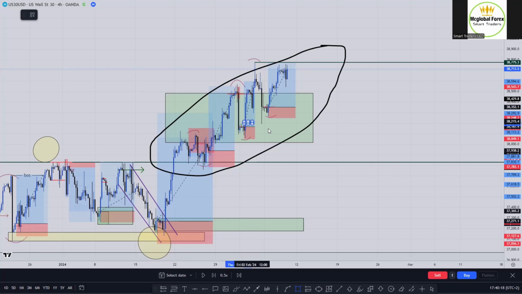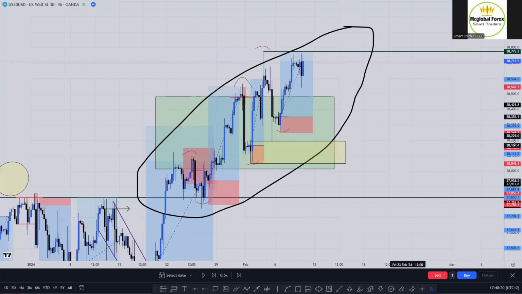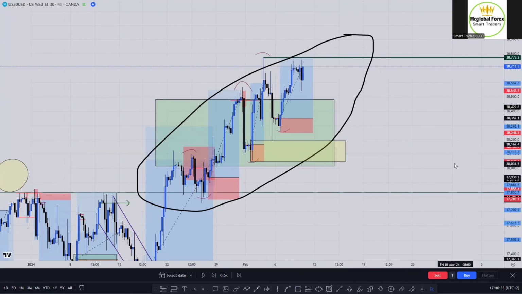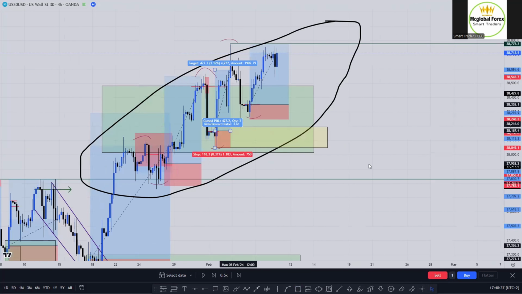So right here, you can see that they left a demand here. They left some form of demand right there. So potentially with this demand here, even if you didn't wait for that demand, which they tapped already, let me just go to the 2 hour and 1 hour before I explain the entry on that demand.